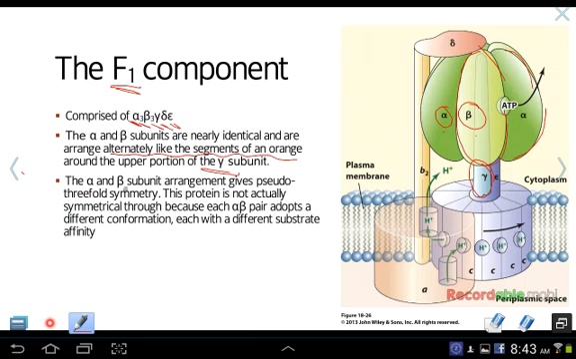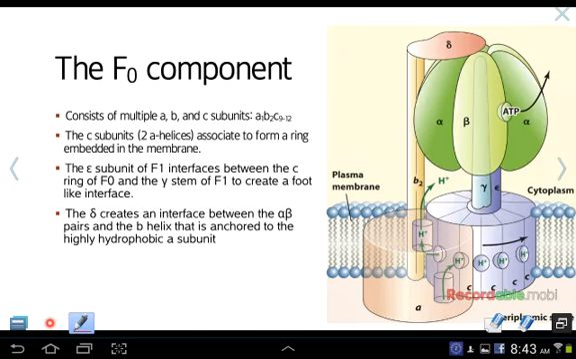The alpha and beta subunit arrangement gives pseudo threefold symmetry. So each alpha beta dimer is sort of arranged into 3 subunits. However, this protein is not actually symmetrical because each alpha beta pair adopts a different conformation, each with a different substrate affinity, and we'll talk about that in just a second.